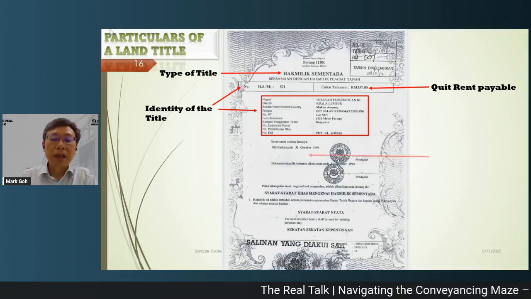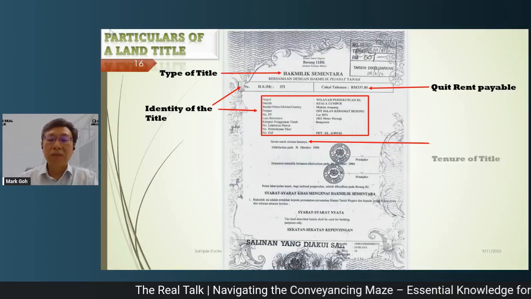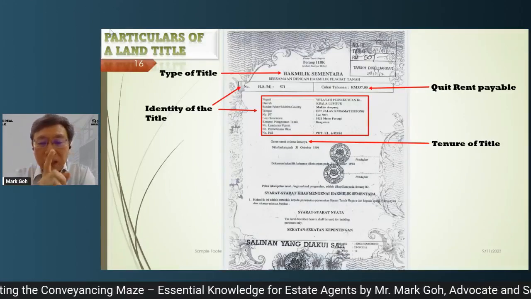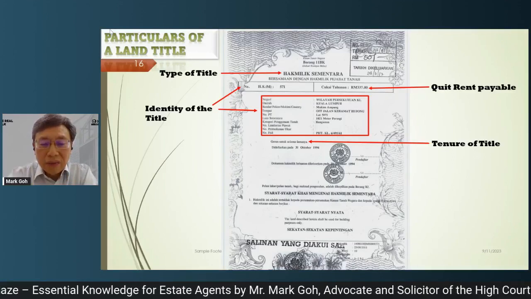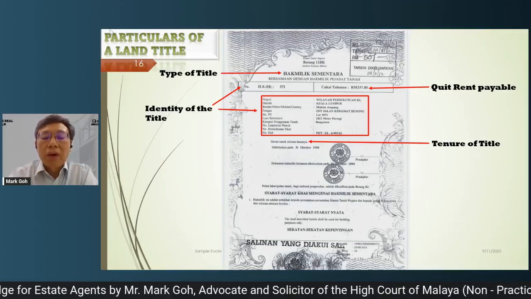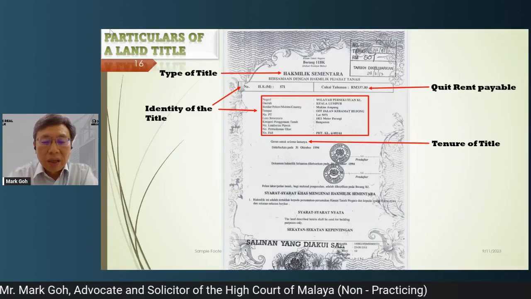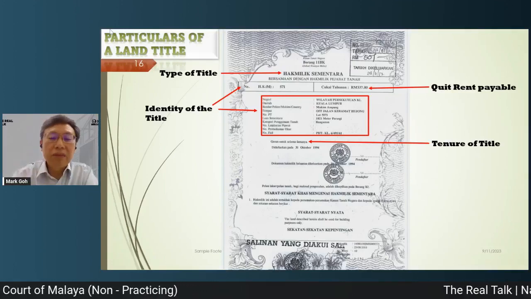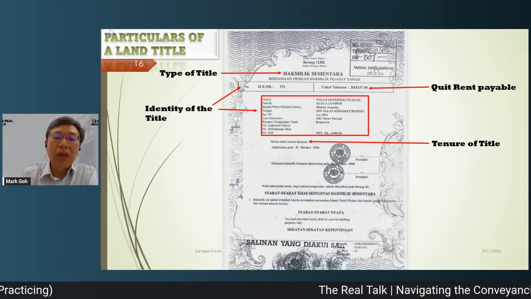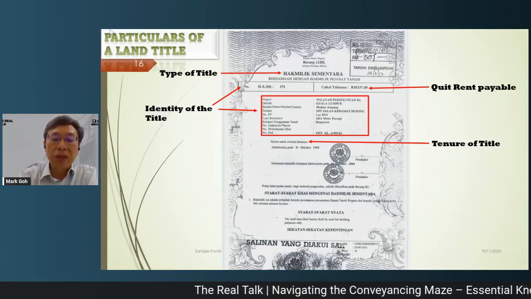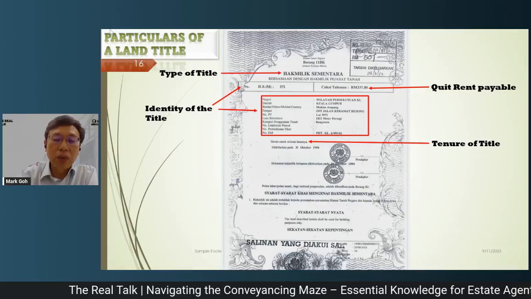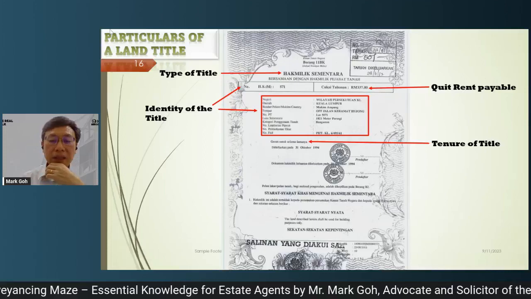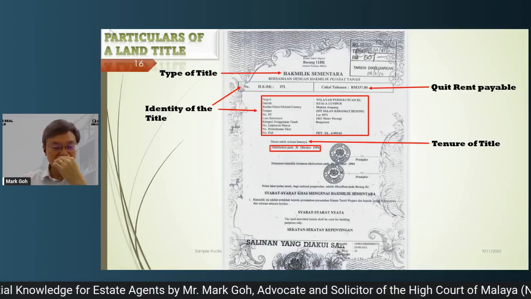Now, see this? Grant untuk selama-lamanya. This is the tenure of the title. This indicates that this title is given to you forever, in perpetuity. Laymen call it freehold. Sometimes, for what laymen call leasehold, they won't put grant untuk selama-lamanya. They'll put 99 tahun, 80 tahun. So you know it's given to you for a fixed period. That's the tenure.